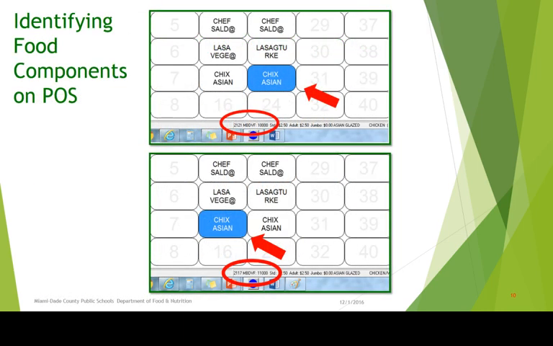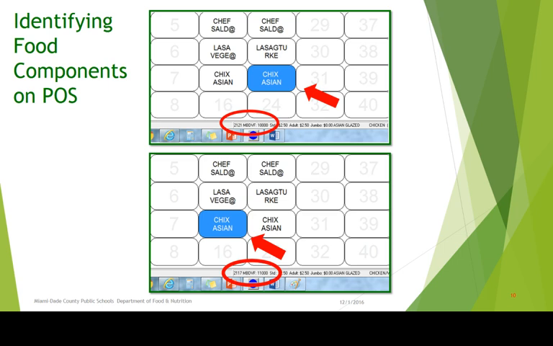Identifying food components on the POS. In addition to reviewing recipes, it is also important to check the POS as shown above to identify the food components counted in the recipe. Here we have the example of Asian chicken.